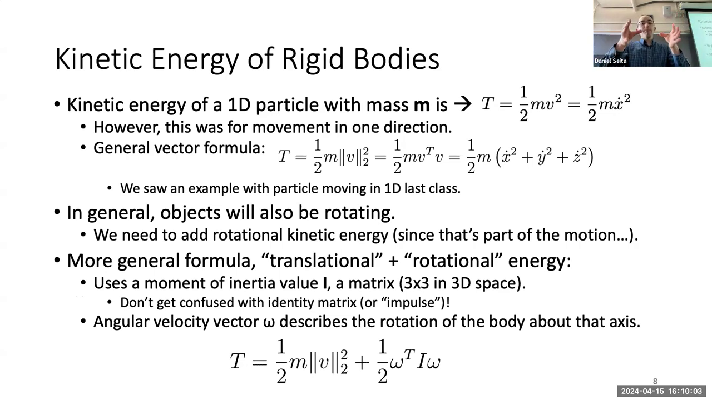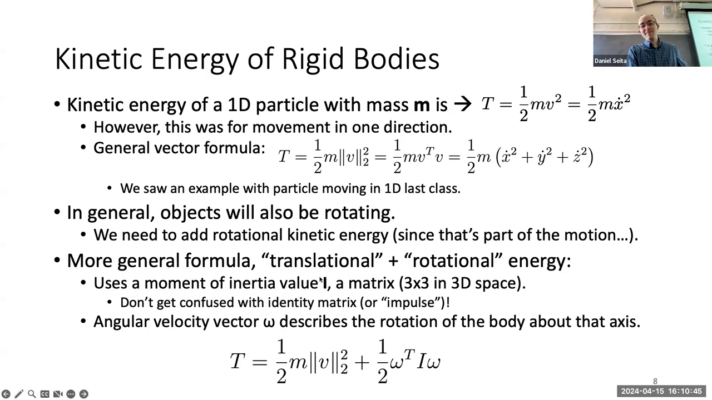But in general, the object will also be rotating. If you have an object like a disk that's staying in place but it rotates, then because kinetic energy is the energy as a result of the motion, it's still moving, but it's not translating. So that's why physicists have developed a way to compute kinetic energy for a rotating body. And that involves what's called a moment of inertia value. Maybe most of you are familiar with moment of inertia.